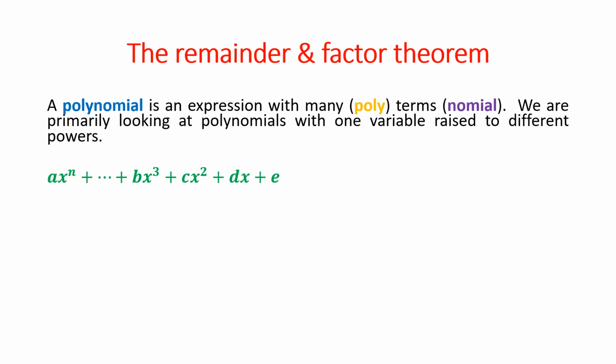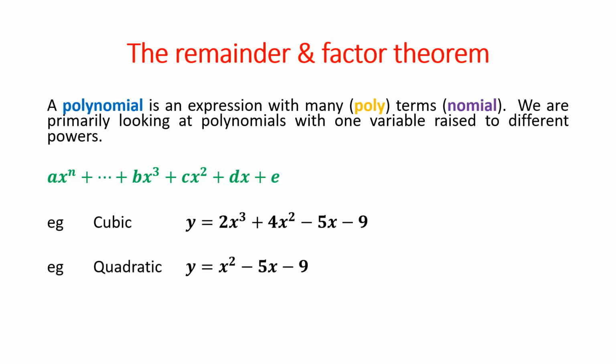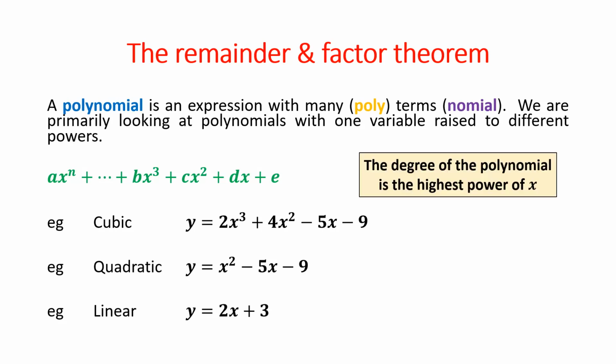A polynomial is an expression with many, that's what poly means, terms, that's the word nomial. We are primarily looking at polynomials with one variable raised to a different power. We've looked at cubic, where we have x to the power of 3, quadratic, x to the power of 2, and linear, which is x to the power of 1. So we talk about the degree of the polynomial is the highest power of x. So cubic is a degree of 3, quadratic is degree 2, and linear are degree 1.